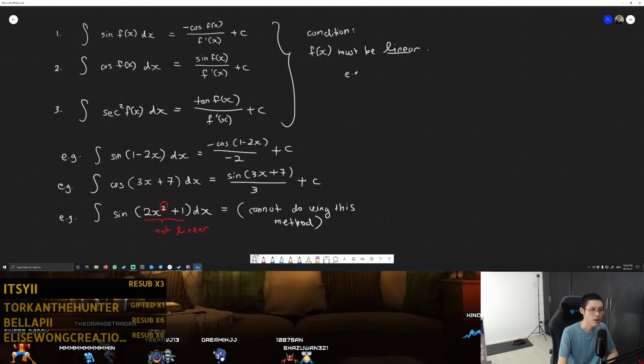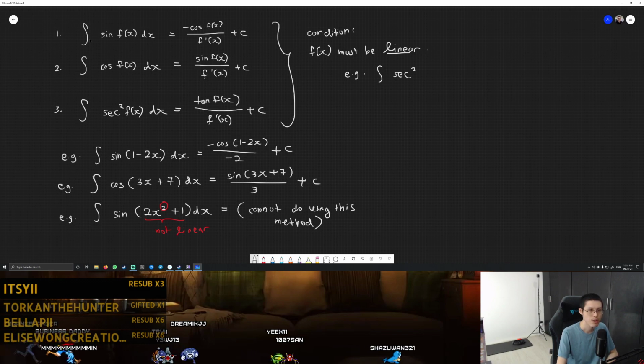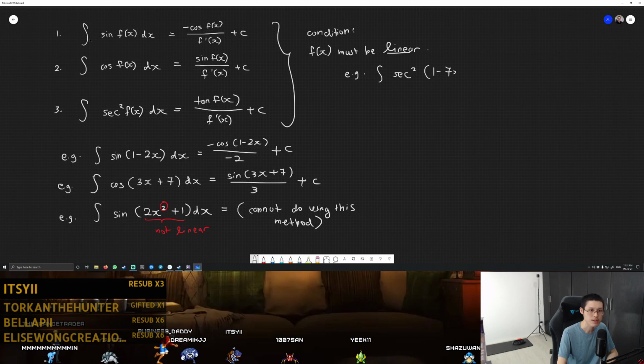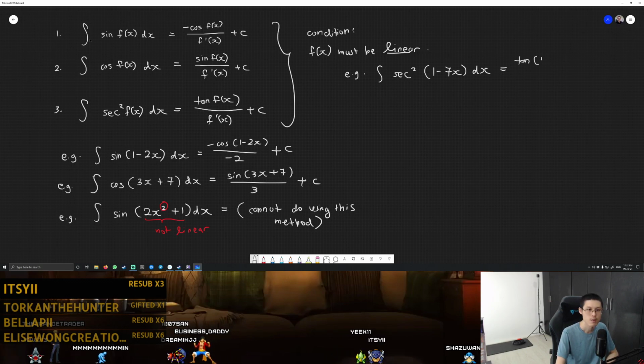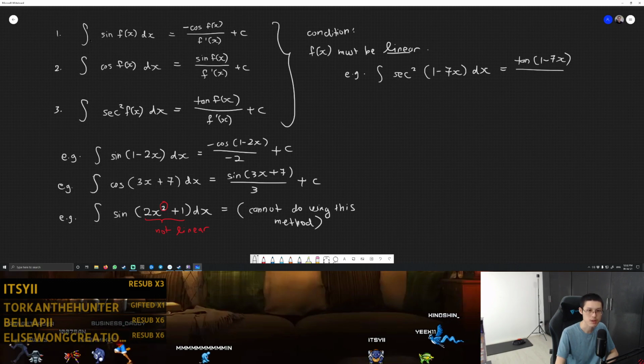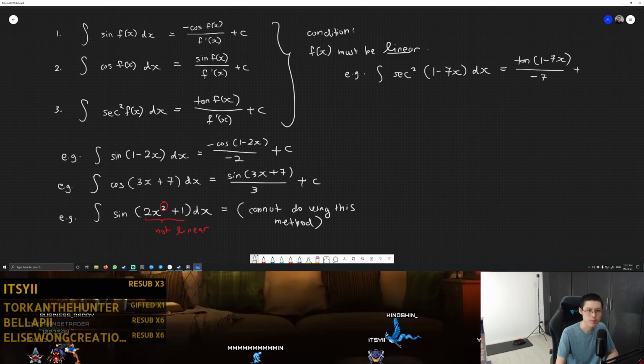One more example. Let's say we integrate secant squared (1 minus 7x) dx. We know if we integrate secant squared, you should get tangent. So you get tangent (1 minus 7x), and then divide by the derivative of 1 minus 7x, which is negative 7, and put a plus c. And done. There we go.